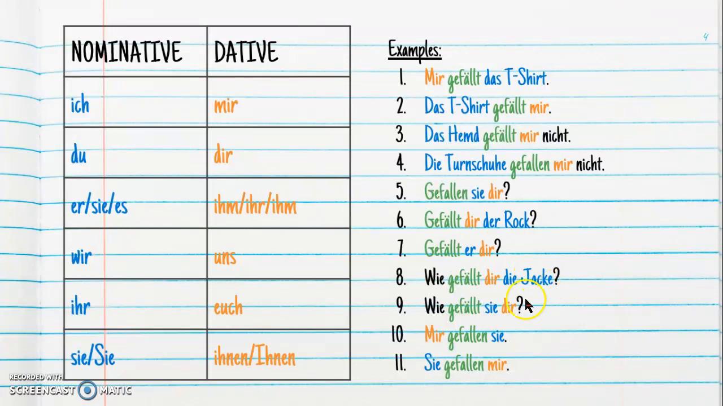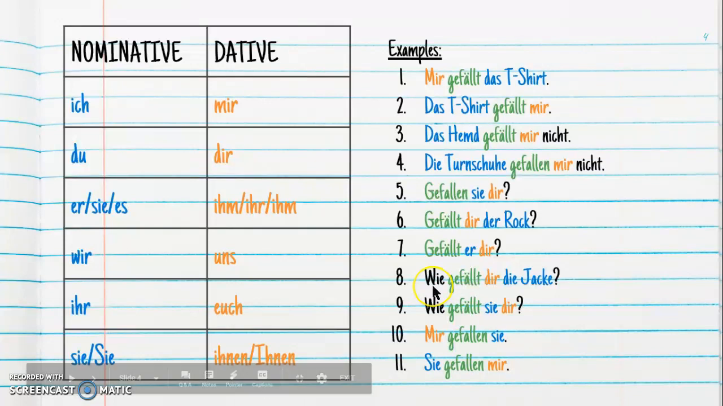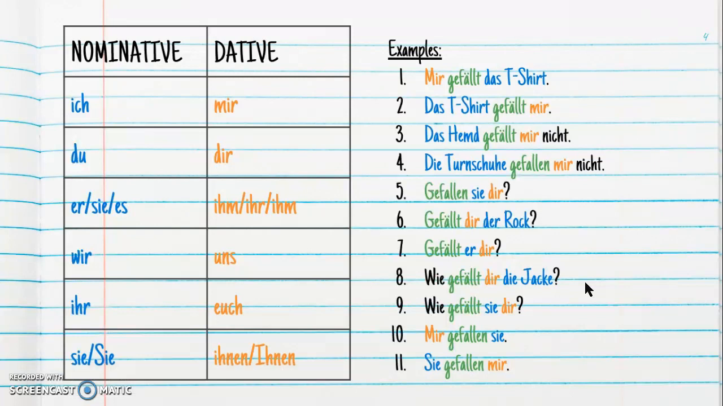Number 8, we have wie gefällt dir die Jacke? What I want you to pay attention to here is the word wie. And we're using wie because we're saying, how do you like the jacket? Or how does the jacket appeal to you? In number 9, we have wie gefällt sie dir? How do you like it? Or how does it appeal to you?